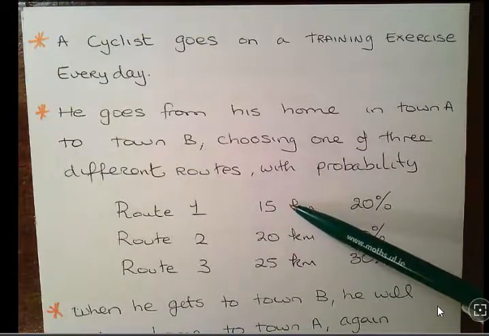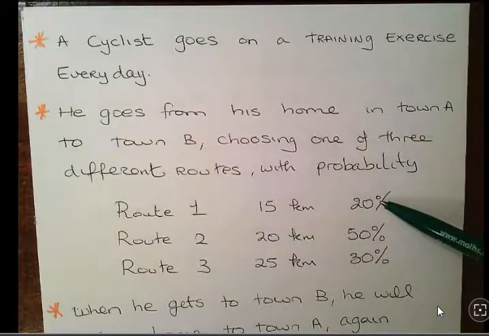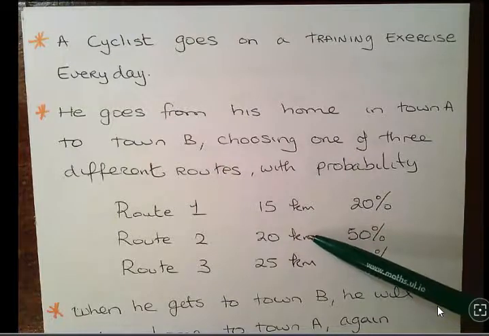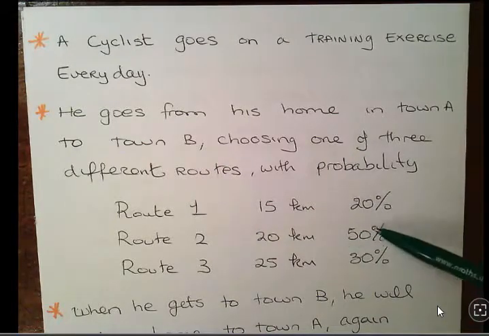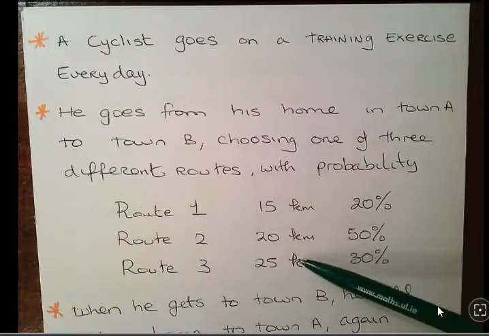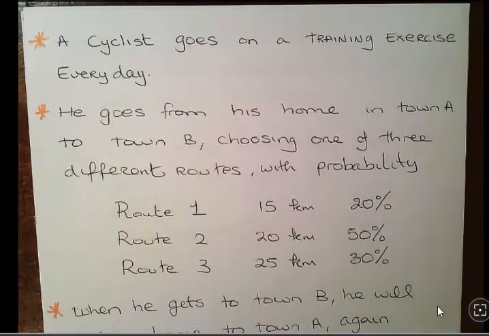Route 1 is 15 kilometers, and he chooses that about 20% of the time. Route 2 is 20 kilometers, and he chooses that 50% of the time. And route 3 is 25 kilometers, and he chooses that 30% of the time.